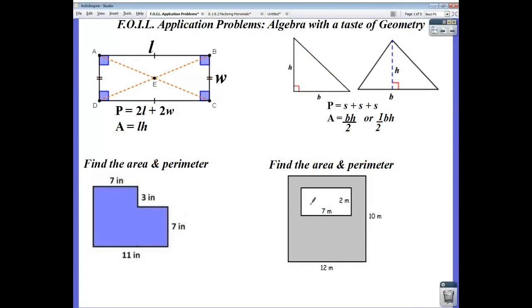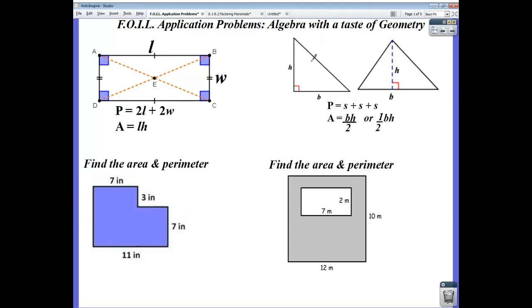Okay, today we're dealing with FOIL application problems, and it's algebra with a taste of geometry. So we have a rectangle here. The perimeter is equal to 2 times the length plus 2 times the width. The reason it's 2 times that is because opposite sides are equal. That's what these lines mean. Opposite sides are equal, so we're pretty much adding up all the sides. The area is equal to the length times the width.